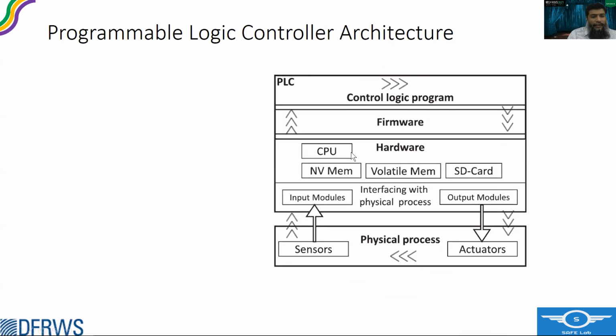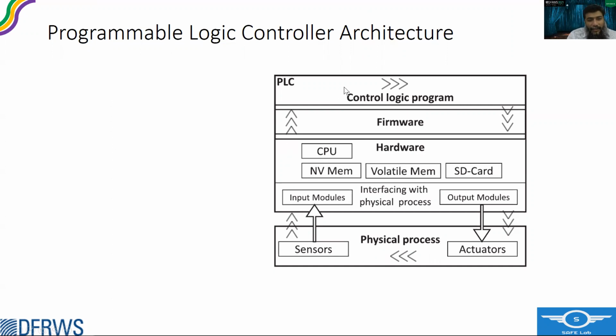A PLC is a rugged industry specs embedded system. It has a CPU, volatile, non-volatile memory components, and optionally some removable storage, and a host of input and output modules to connect to the physical process. The control application running on the firmware in PLC is usually called control logic program.